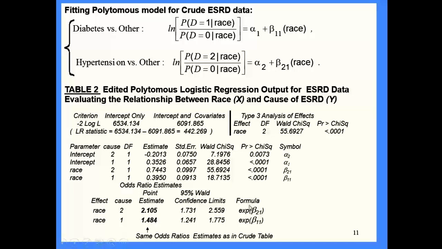Now, it usually turns out that when you get this listing of the 2 intercepts and the 2 races, it's usually the one that's on the top.